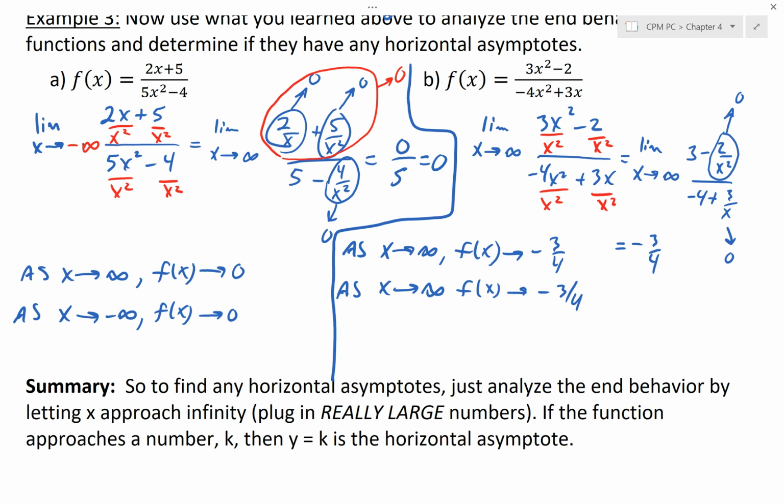Horizontal asymptote where? y equals 0, which is really the x-axis. Okay, so f of x has a horizontal asymptote at y equals 0. Okay, that's the x-axis.